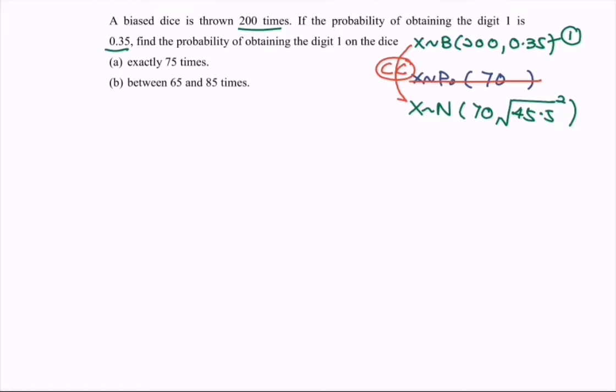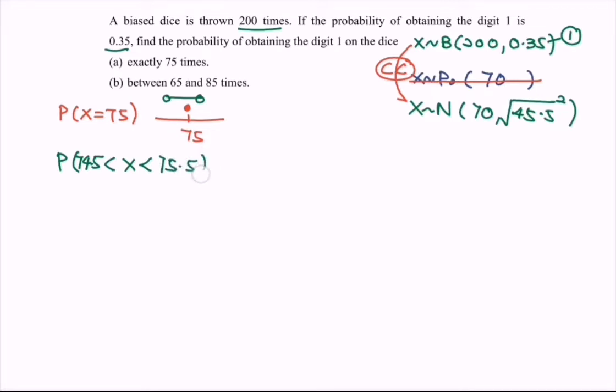So for part A, where we have x equals 75. Step number 1, continuity correction. We have a dense circle. Remember, if we have dense, we need to create the empty. So we have the probability x is greater than 75 minus 0.5, so we have 74.5, less than 75 plus 0.5, so we have 75.5. Step number 1, continuity correction.